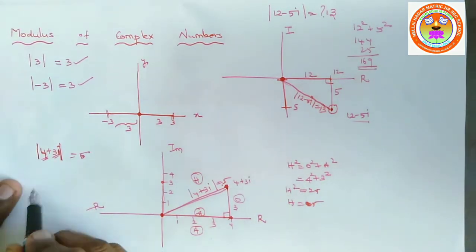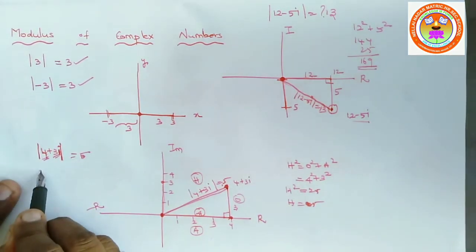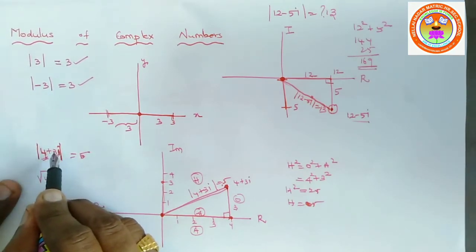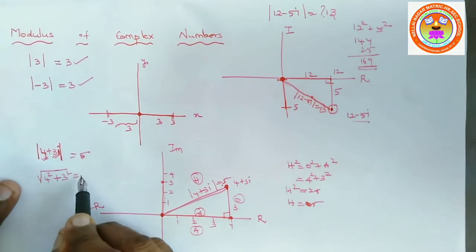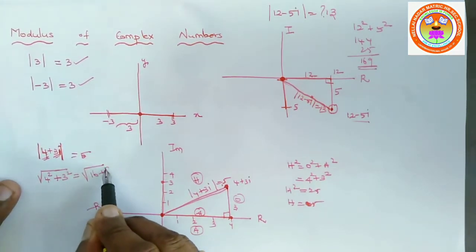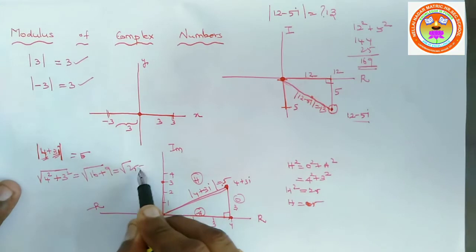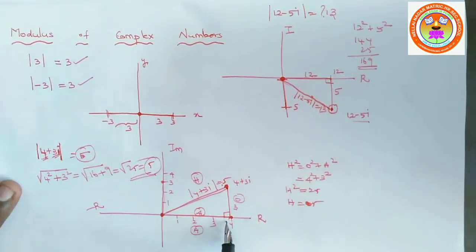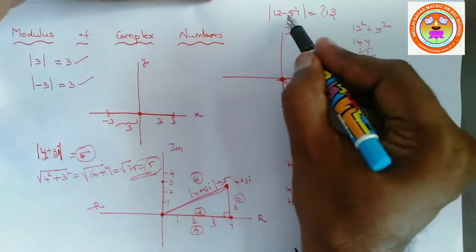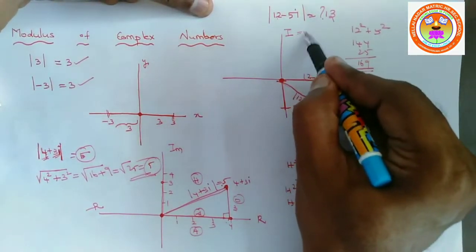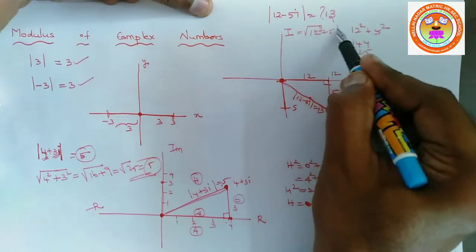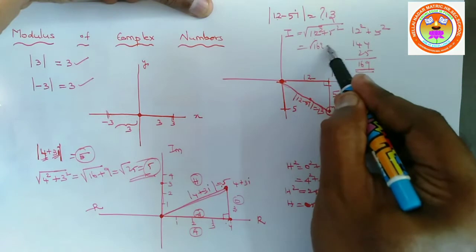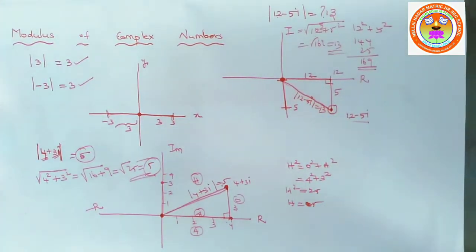For example, how can we do it? The formula is nothing but 4 square plus the coefficient of imaginary 3 square. 4 square plus 3 square is 16 plus 9, which is square root of 25. Square root of 25 is nothing but 5. So we have got the answer without using the Pythagoras theorem; we can use one formula. The same here also. 12 square plus 5 square is 144 plus 25, which is 169. Square root of 169 is nothing but 13. Without using the Pythagoras theorem, you can find it.